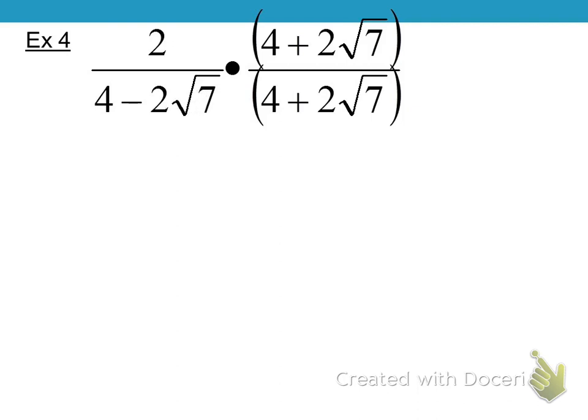So in the back, I'm going to have a minus. What's 2 times 2? 4. And what's square root 7 times square root 7? 7. And what's 4 times 7? 28.